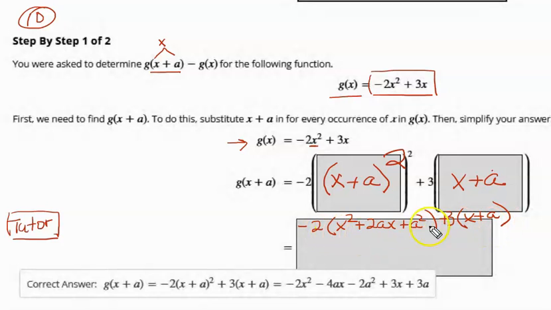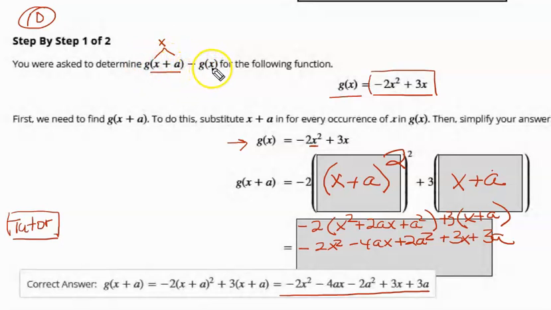Now let's clear parentheses here. So this is a negative 2x squared minus 4ax plus 2a squared plus 3x plus 3a. Now notice they're giving us this answer here, but that's only the first part. We've gotten this. We now have to subtract an x from this. That'll be our next step.